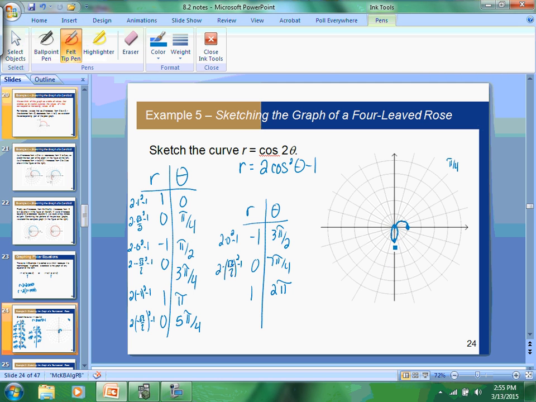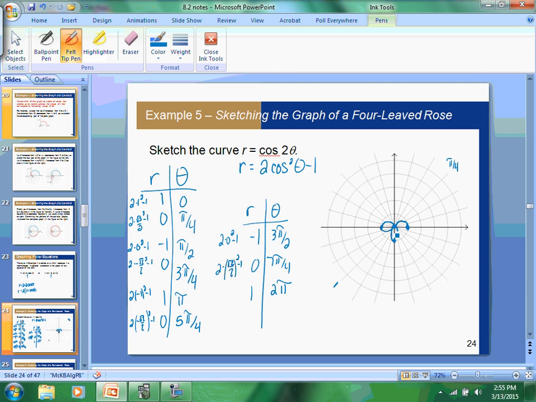At pi, I'm over at 1. So my last point was at 0, so now I come over to 1. Now maybe you can see how the leaves are going to kind of take shape. At 5 pi over 4, which is over here, I am back at 0. So I connect back to 0.